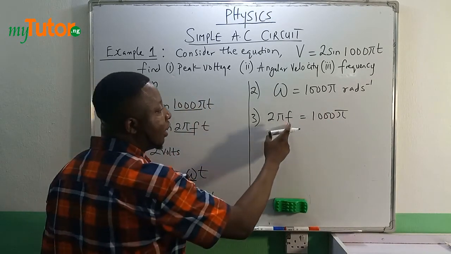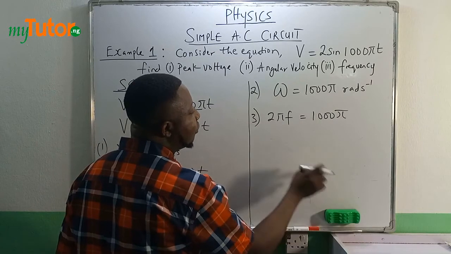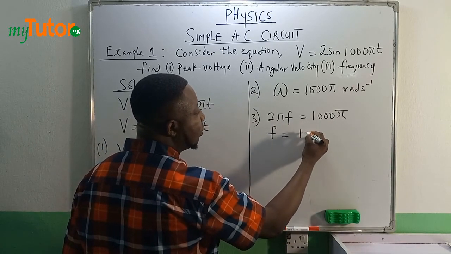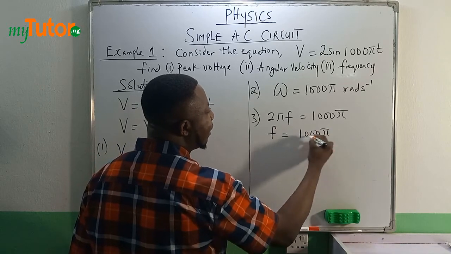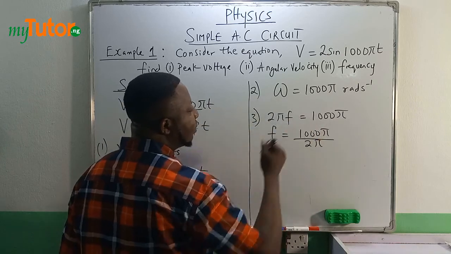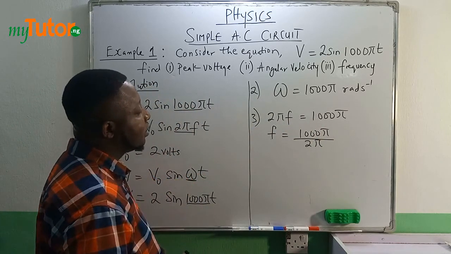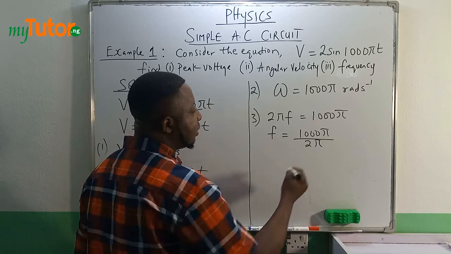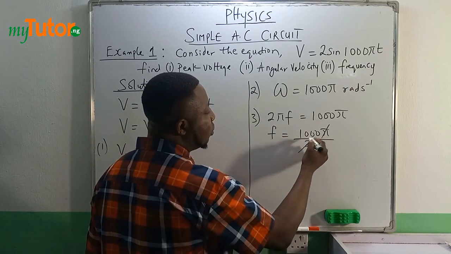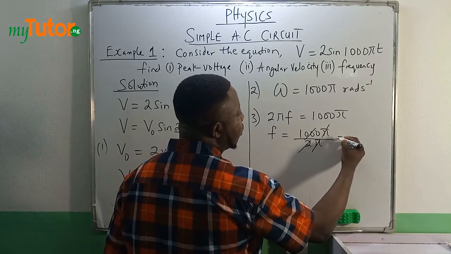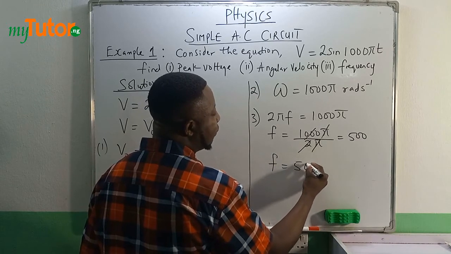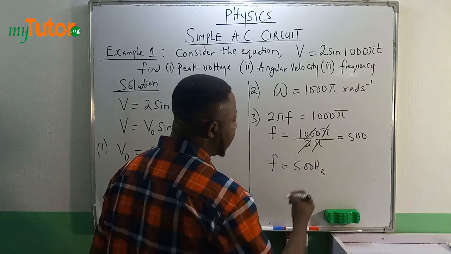So we're looking for the frequency. If we make frequency the subject of the formula, then our frequency f should be equal to 1000 pi divided by 2 pi. So this 2 pi goes over to this side to divide the 1000 pi. On dividing, our pi will cancel out the pi, and our 2 will divide our 1000 to give us 500. Therefore, our frequency is equal to 500 Hz.